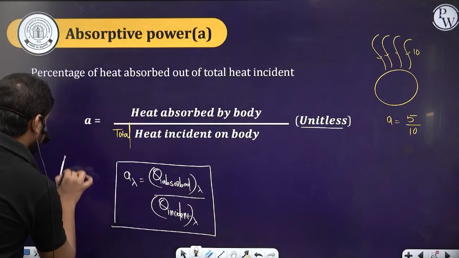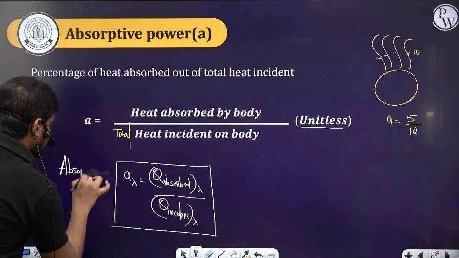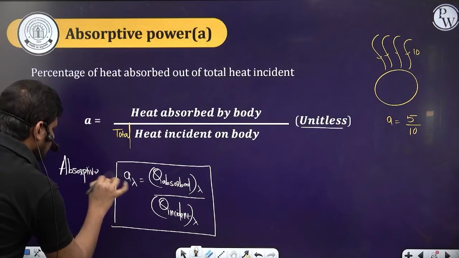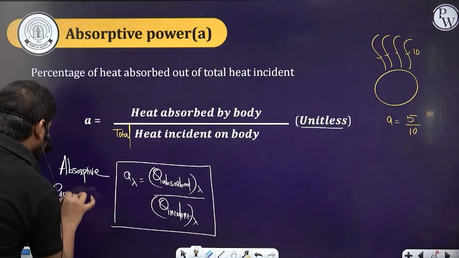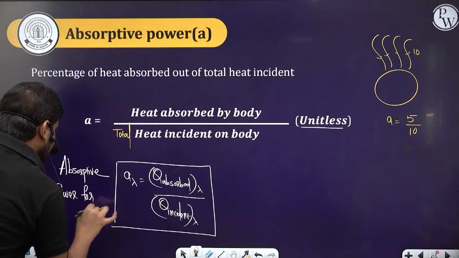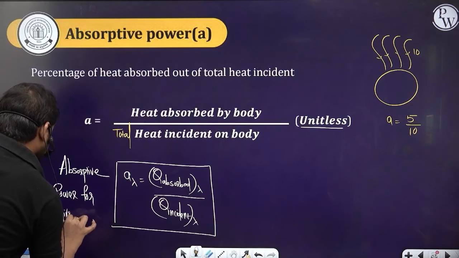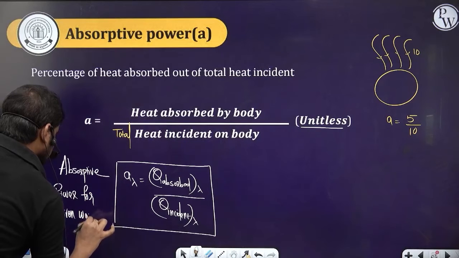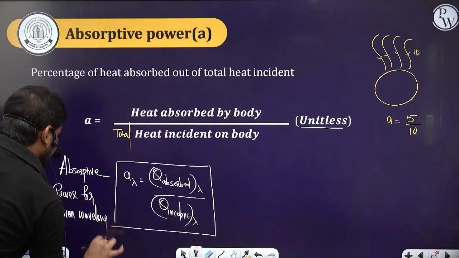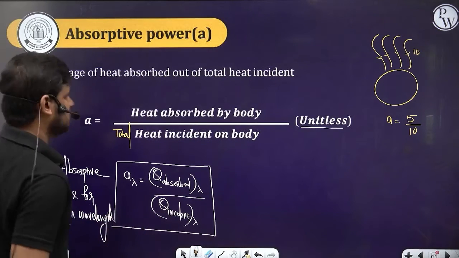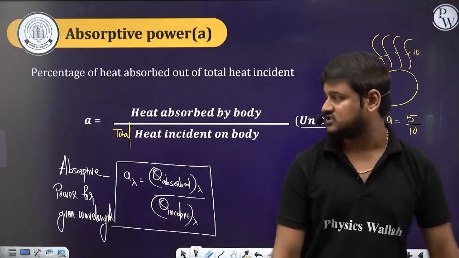So this is the absorptive power for a given wavelength. Done. Clear? Chalo.